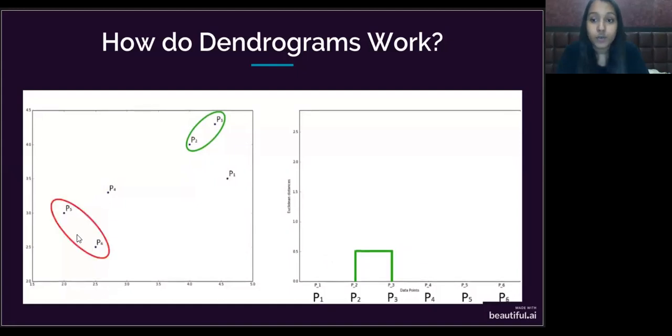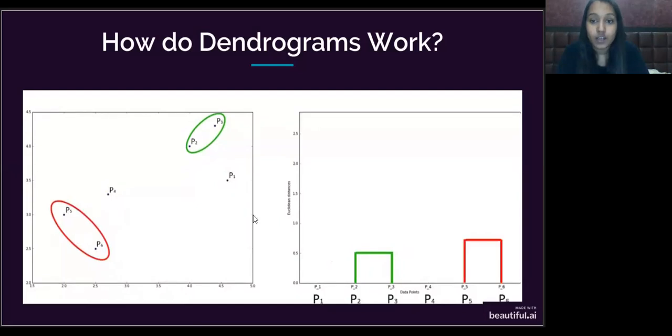So now we are going to find the next 2 closest clusters and connect them. So here we got 4 clusters. Now we want to point that out in the dendrogram as well. So now our dendrogram looks like this.